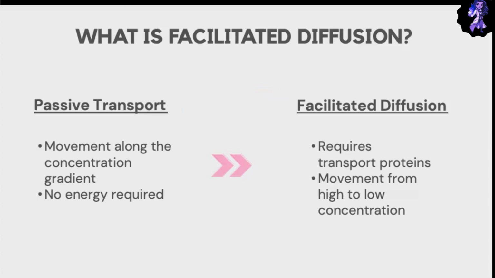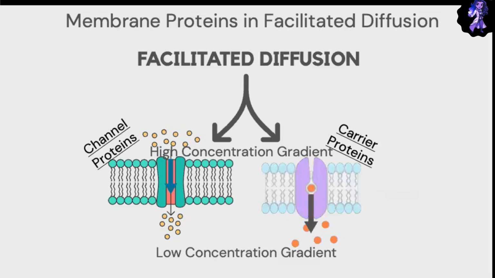Now, with passive transport, we talked about different types. One of the types we talked about is facilitated diffusion. And facilitated diffusion is unique because it requires some sort of protein to help facilitate the movement of ions or substances from areas of higher concentration to areas of lower concentration. To get more in detail, there are two main types of proteins involved in facilitated diffusion. The first one is channel proteins.